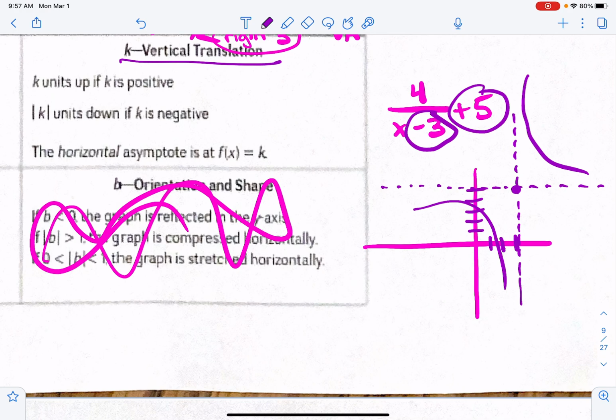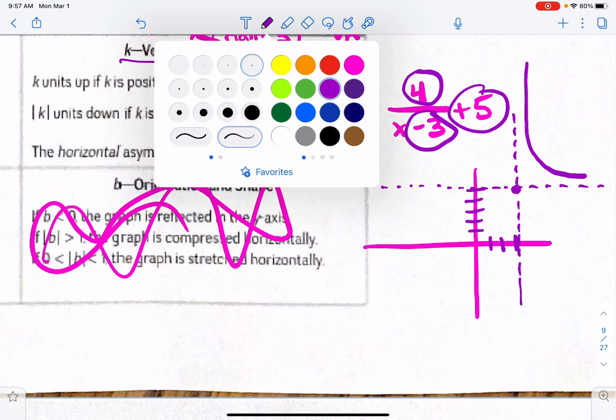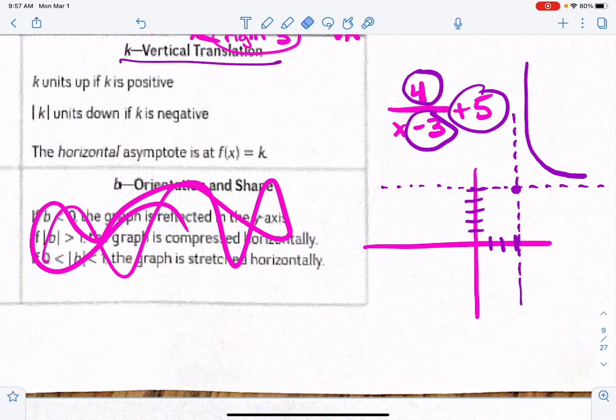Don't write those in yet, because all that 4 is going to do is stretch him out. So instead of him being kind of like an L, he's going to be more of a C. Okay, so I'll show you kind of what that looks like. Instead of him doing that, he's going to look more stretchy, I guess.